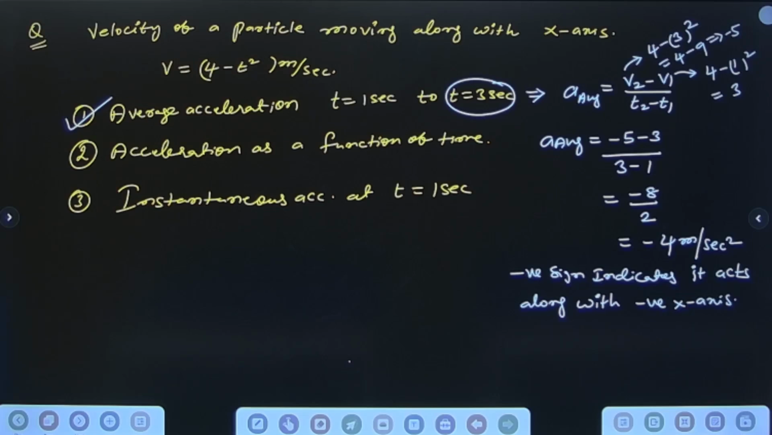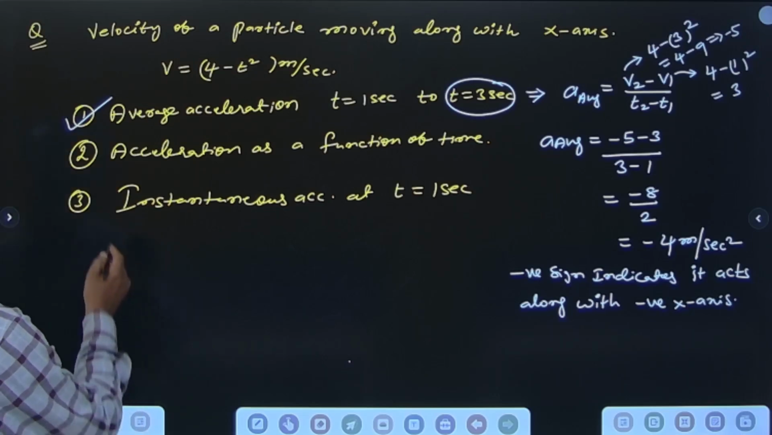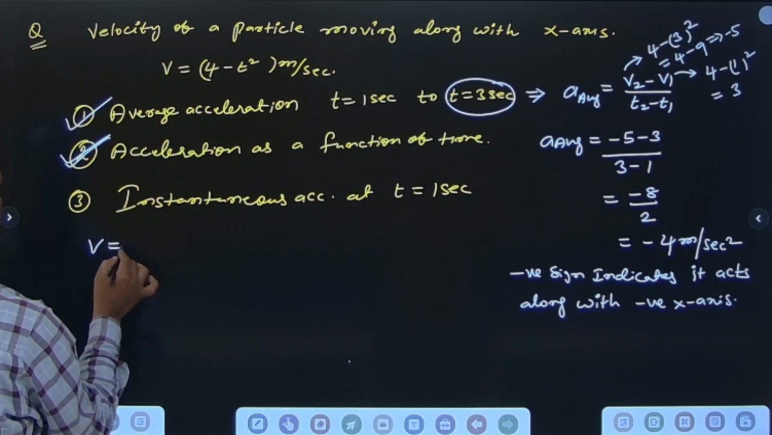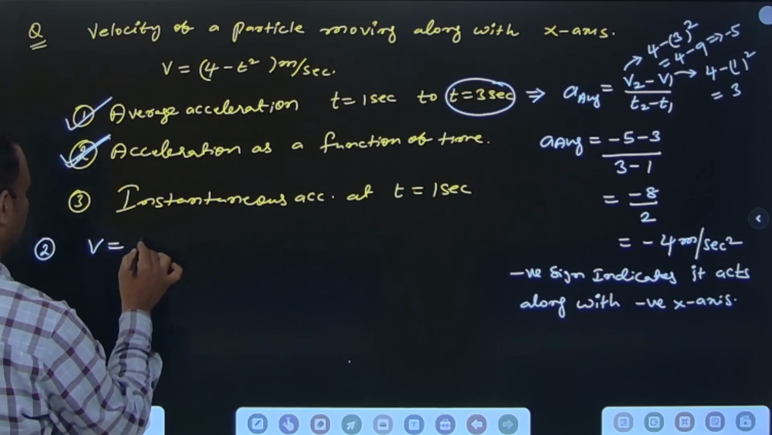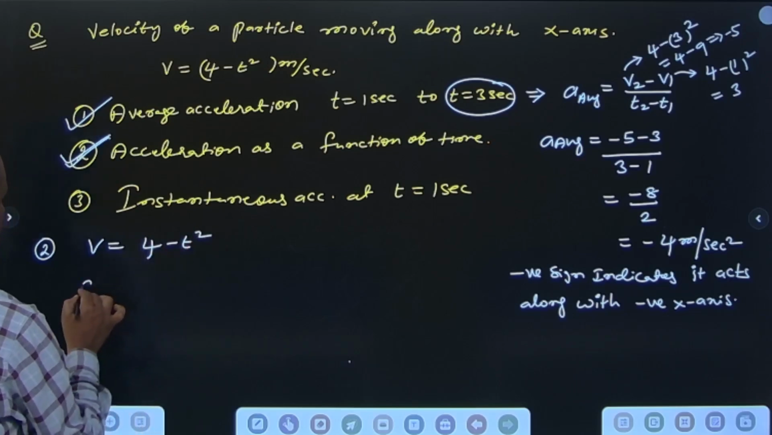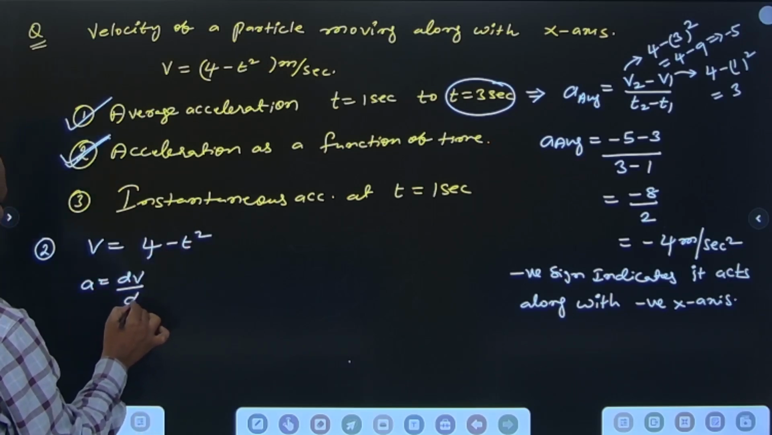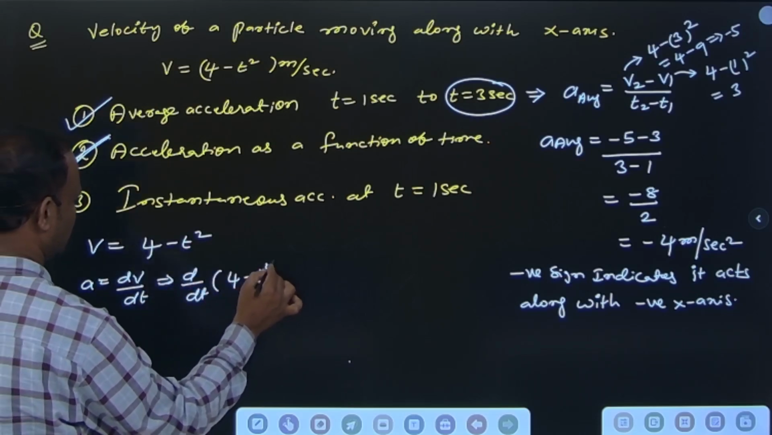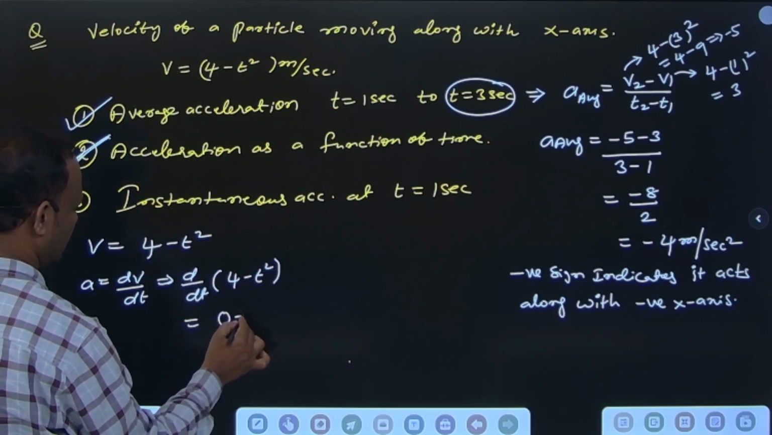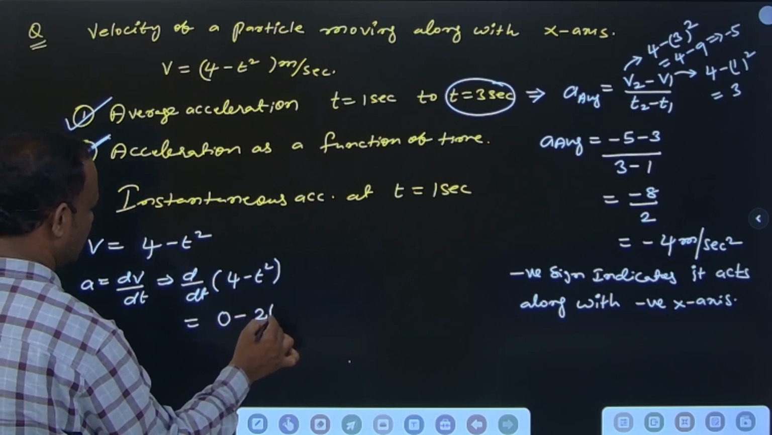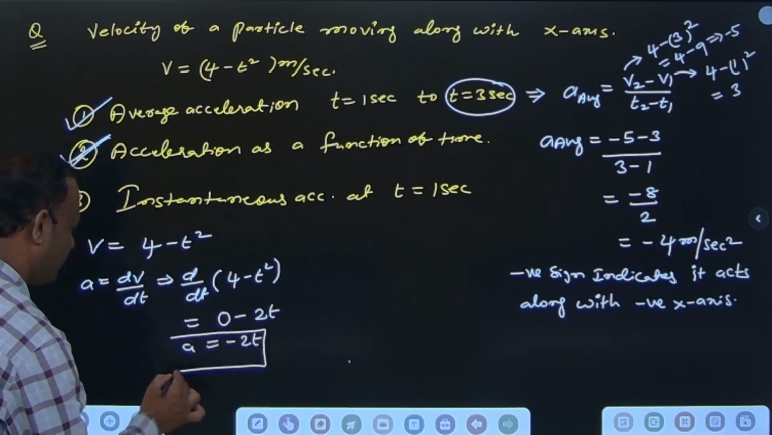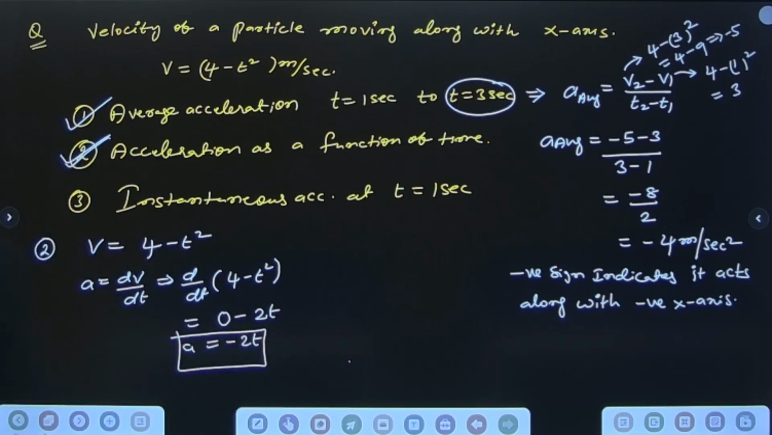Next, what is the acceleration as a function of time t? Acceleration means we just take the differentiation. v = 4 − t². Acceleration a = dv/dt = d/dt (4 − t²). The differentiation of 4 is 0, minus the differentiation of t², which is 2t. So a = −2t.